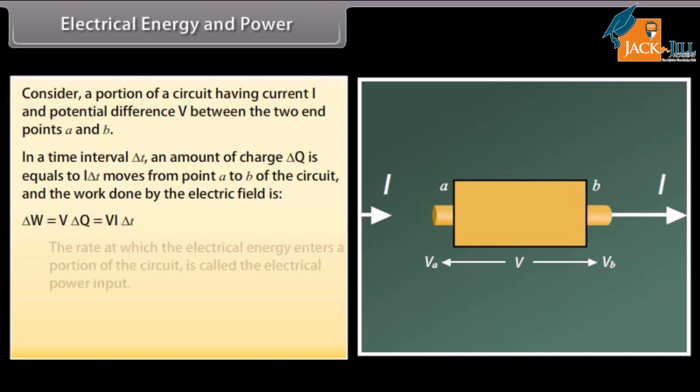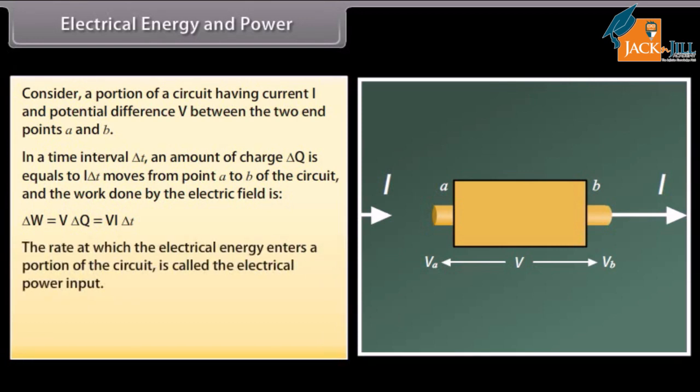The rate at which the electrical energy enters a portion of the circuit is called the electrical power input. P = VI. The SI unit of power is the watt, W.